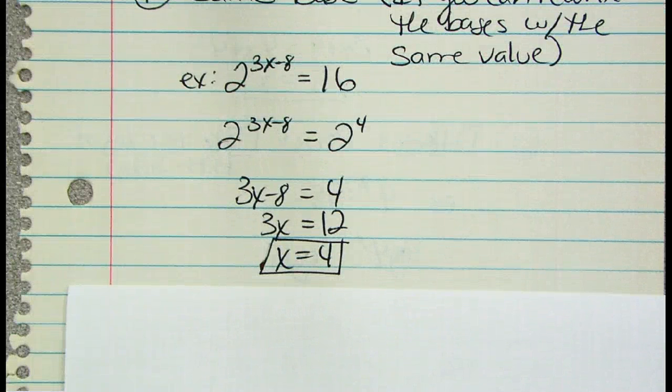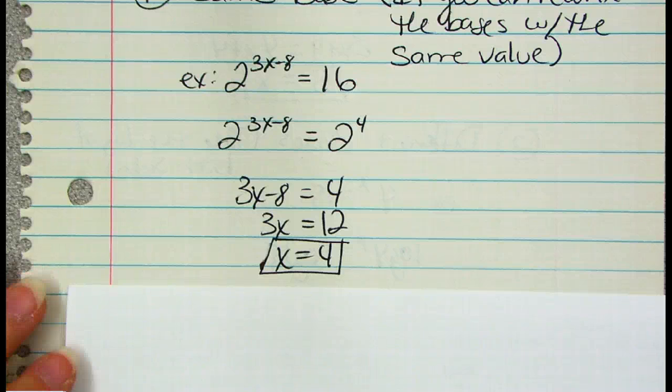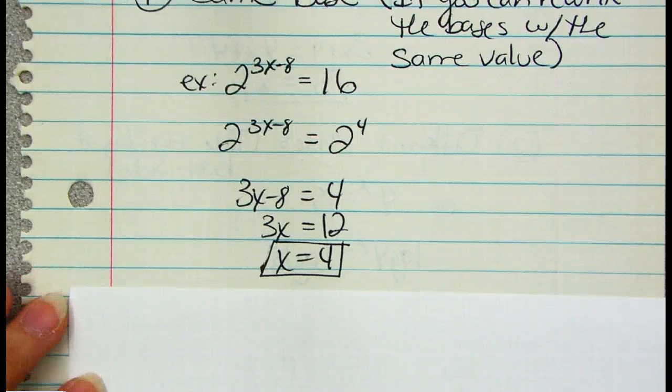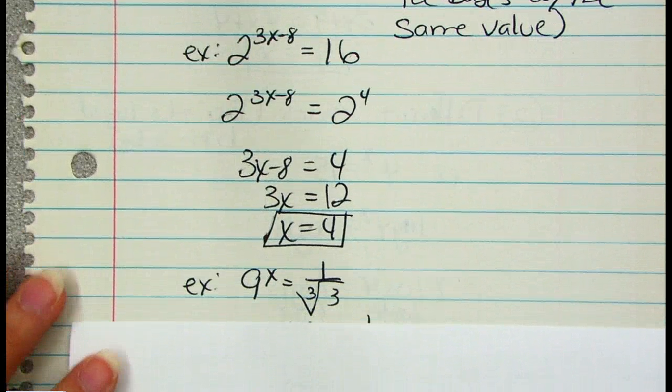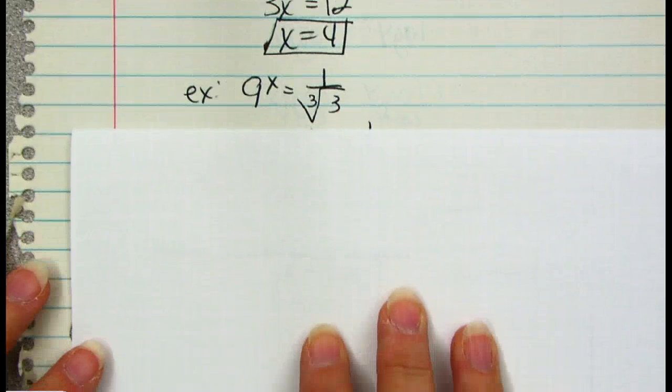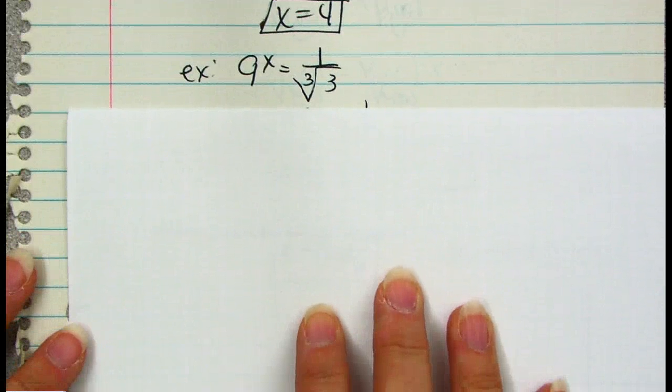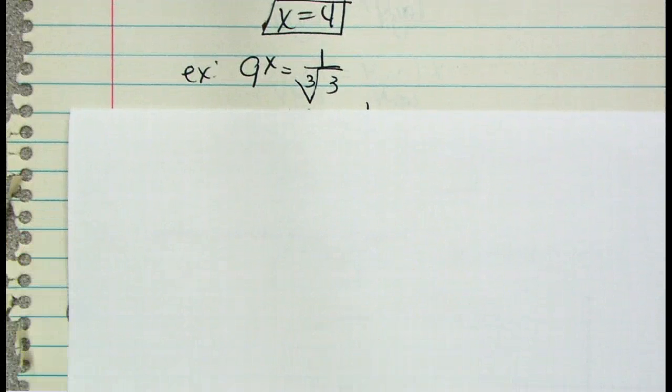This is probably my favorite technique. It's nice and simple and straightforward. One for exponential called same base. Let's do one more example. Let's make it a little bit more dynamic. This is one of the homework problems. It says 9 to the x power equals 1 over the 3rd root of 3.